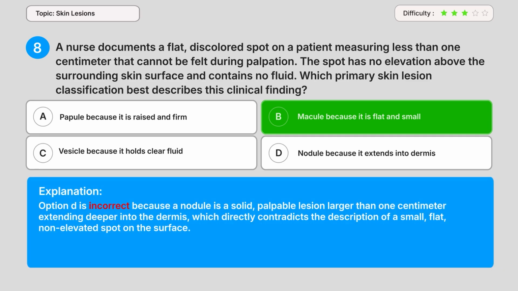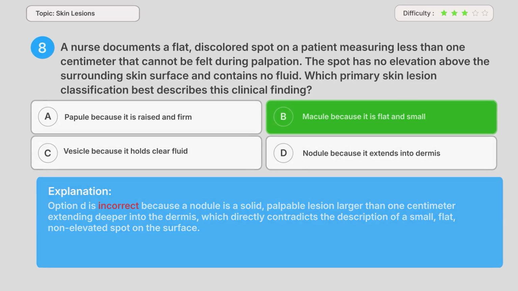Option D is incorrect because a nodule is a solid, palpable lesion larger than 1 centimetre extending deeper into the dermis, which directly contradicts the description of a small, flat, non-elevated spot on the surface. This question tests your knowledge of primary skin lesion classification, and the answer comes down to knowing your definitions precisely.